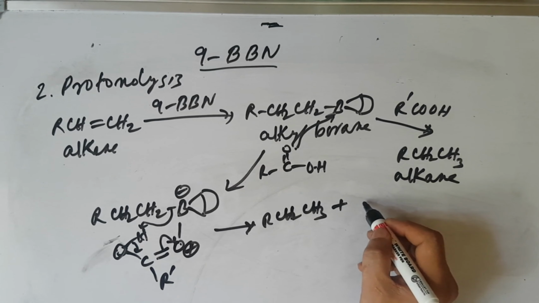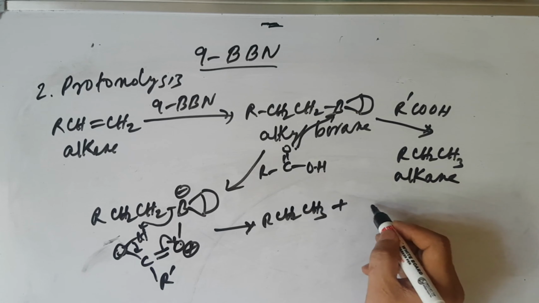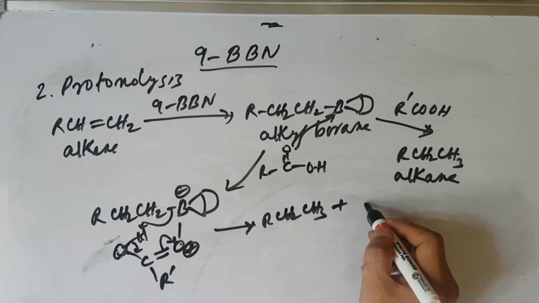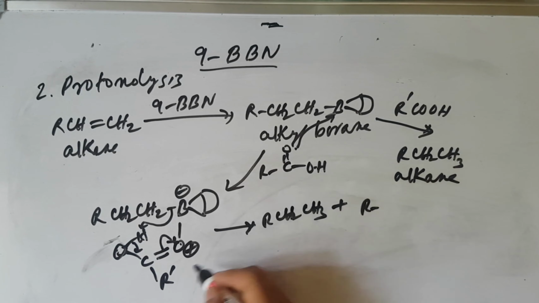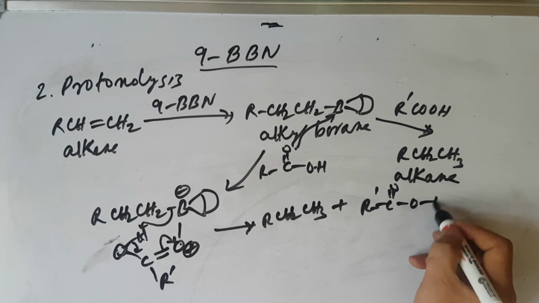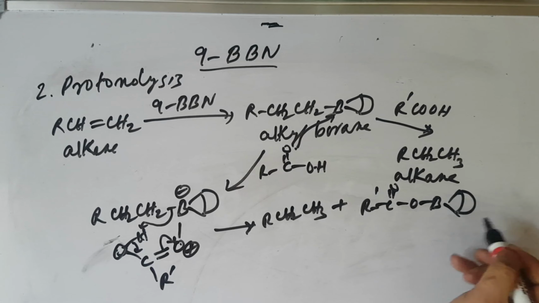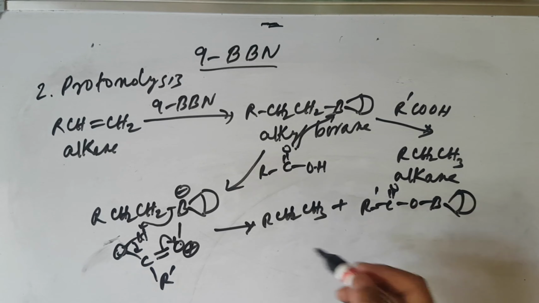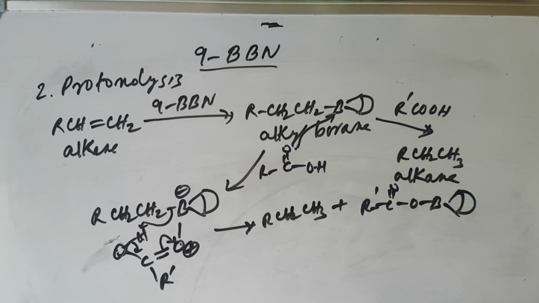the boron compound with R prime, C double bond O, then B. This is the product. So this is protonolysis. The alkyl boron obtained from the reaction of an alkene with 9-BBN can also undergo protonolysis to give this alkane.